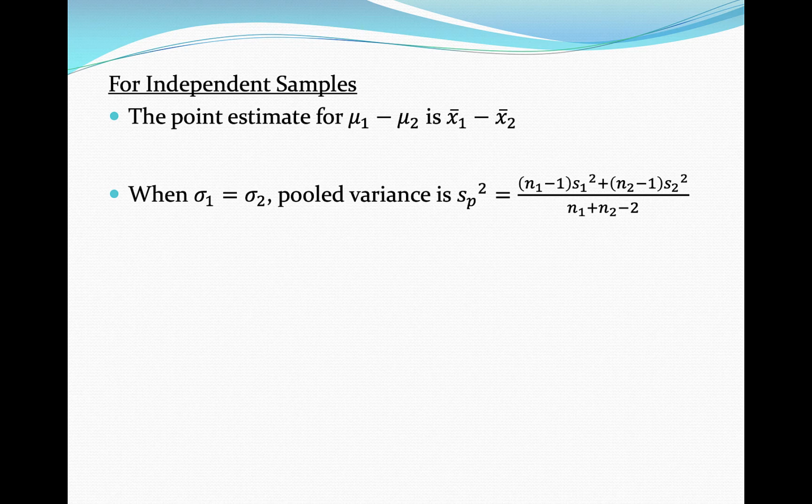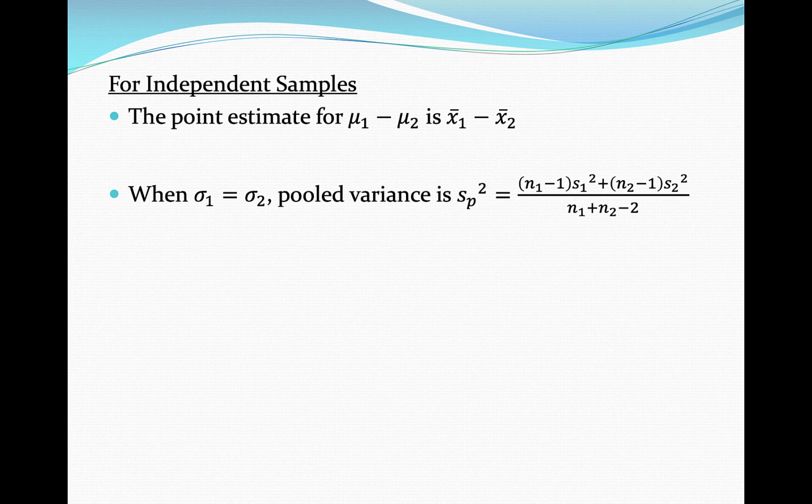So we call this the pooled variance, and you can see the formula there. We call it S sub p squared. P stands for pooled. It's a pooled variance. So it's our estimated variance for both sample 1 and sample 2. So it estimates both sigma squared 1 and sigma squared 2, the variance for each of the samples.